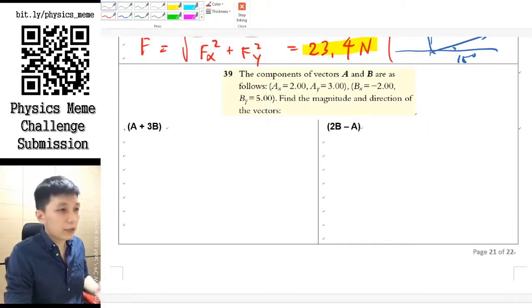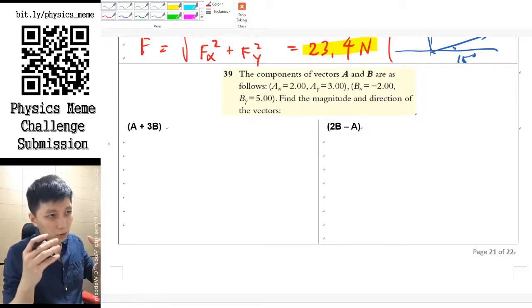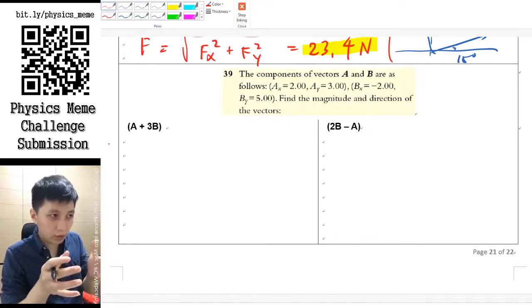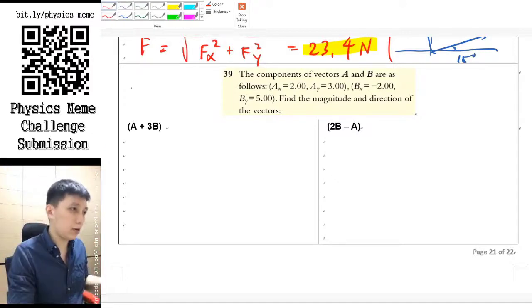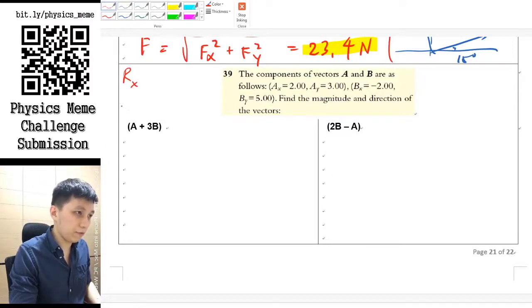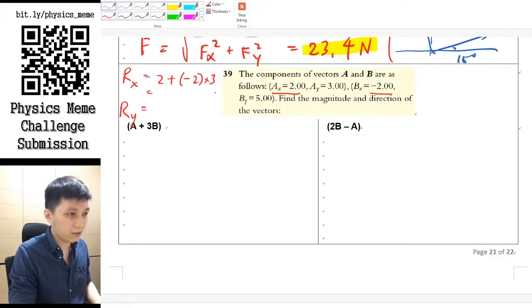Last question. The only special thing about this question is you have to calculate the components of several vectors together. I would suggest starting with finding the resultant horizontal and vertical first. For the first one, that's a 2 plus 3 of the b's, so negative 2 times 3, so negative 6 plus 2, that is negative 4. For y it's the same way, 3 plus 3 times 5, so 15 plus 3, that's going to be 18.